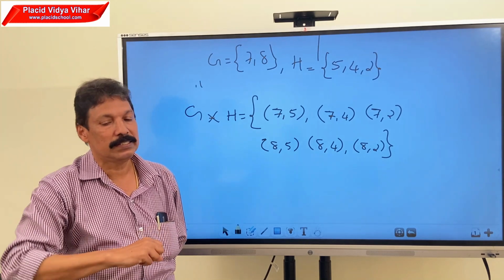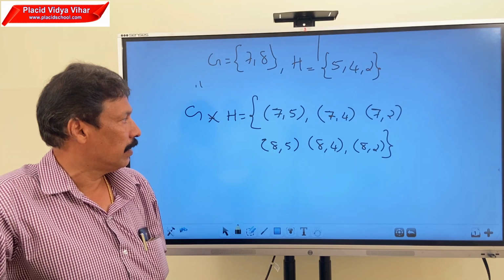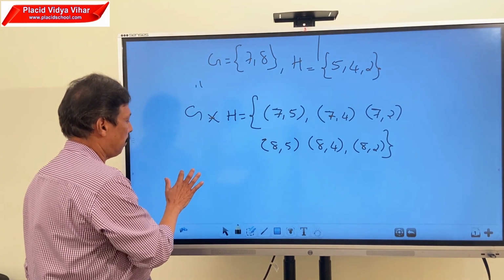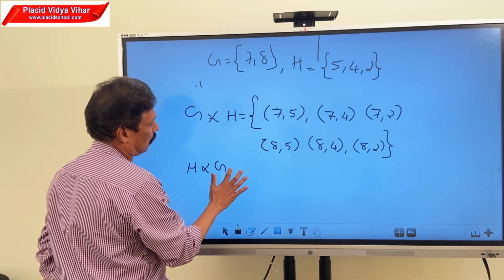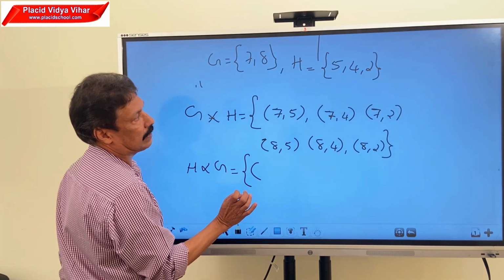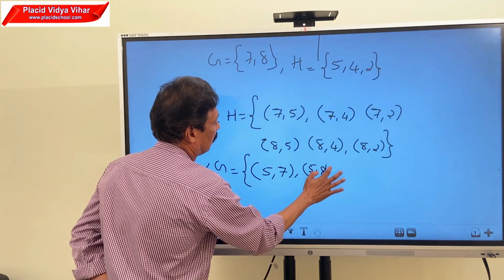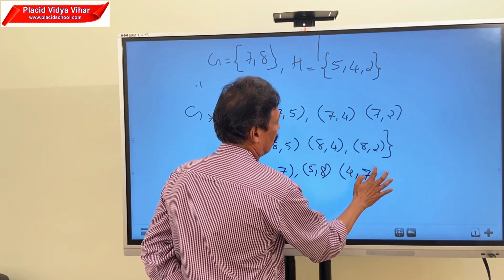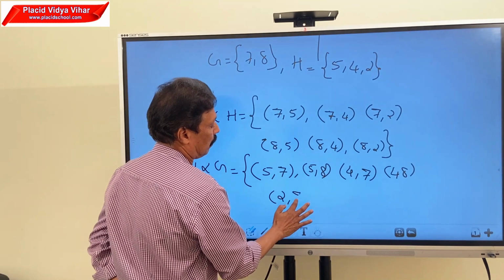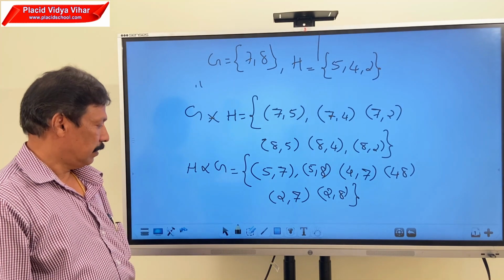There are 2 elements in G and 3 elements in H. Therefore G cross H contains 2 into 3, that is, there are 6 elements. Similarly, H cross G equals the set of ordered pairs where the first term is coming from H, that is (5, 7) and (5, 8), (4, 7) and (4, 8). Again (2, 7), (2, 8). That is H cross G.